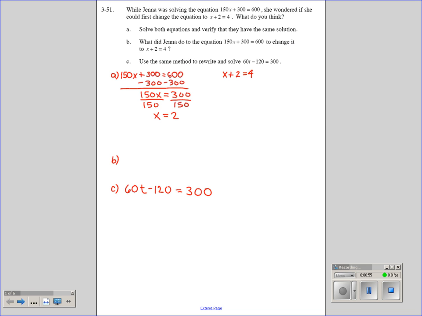Obviously, our second equation here, x plus 2 equals 4, subtract 2 from each side, and we're also going to end up with x equals 2. So we end up that both of Jenna's equations give x equals 2.